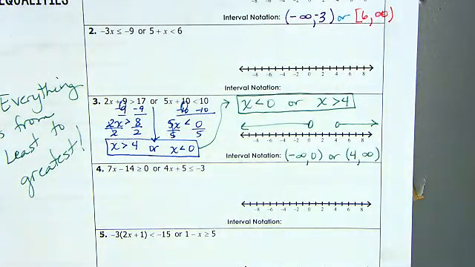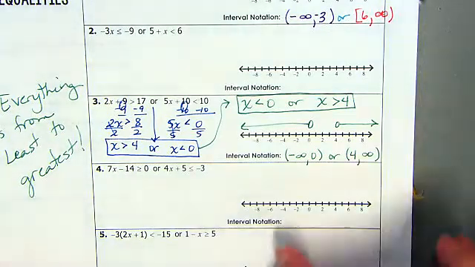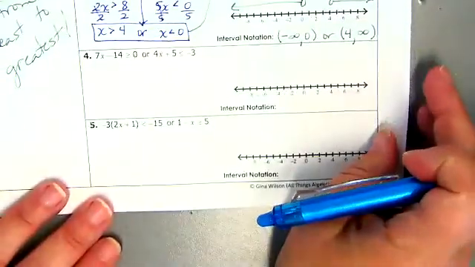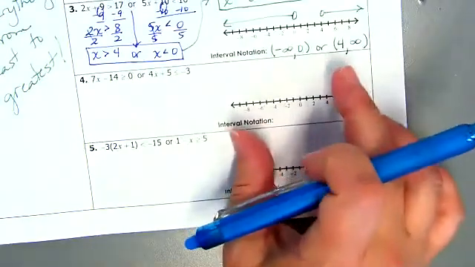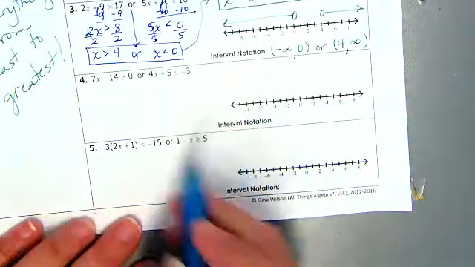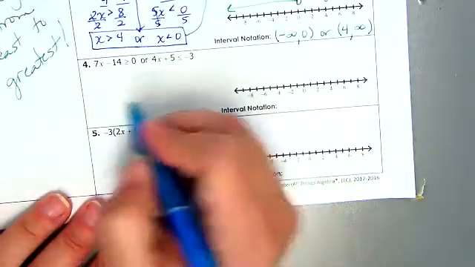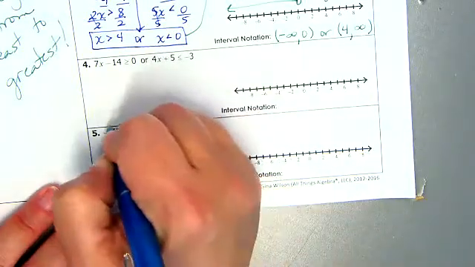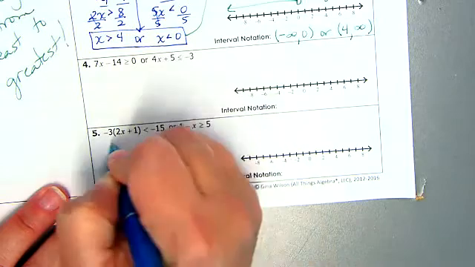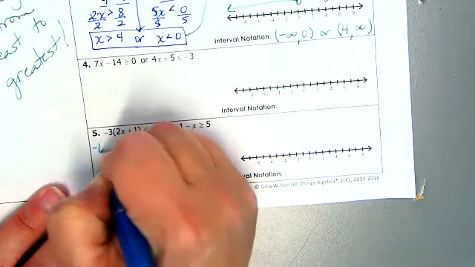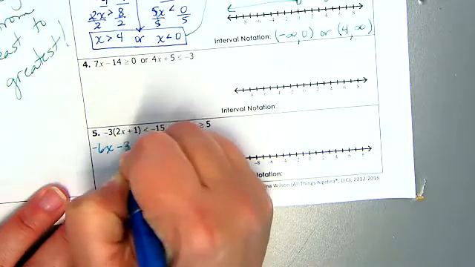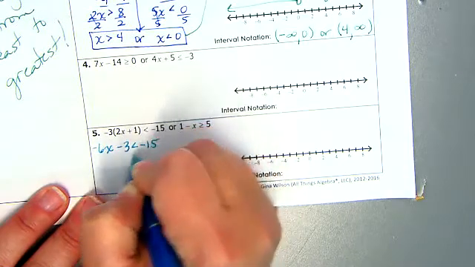And moving right along, jumping down to number 5. Trying to make sure I'm not making any mistakes. Distribute. So we solve them just like anything else. Okay. So I'm going to distribute the negative 3. So I have negative 6x minus 3 is less than negative 15.